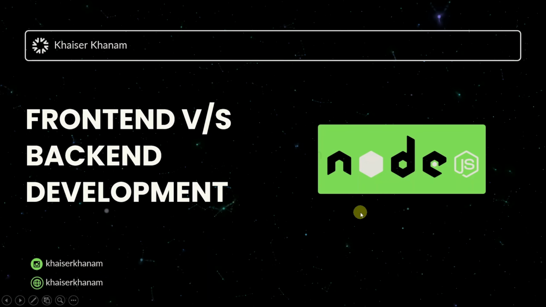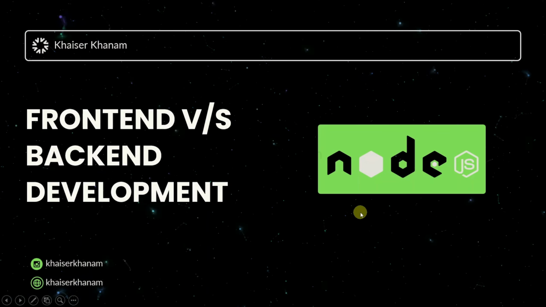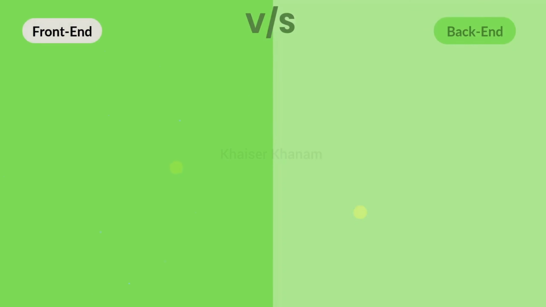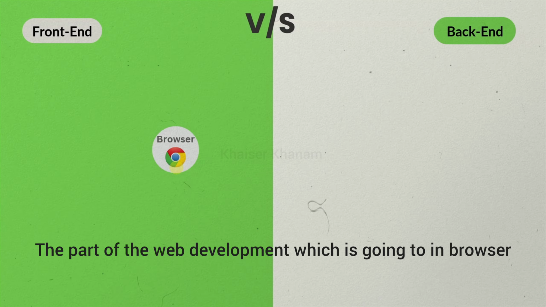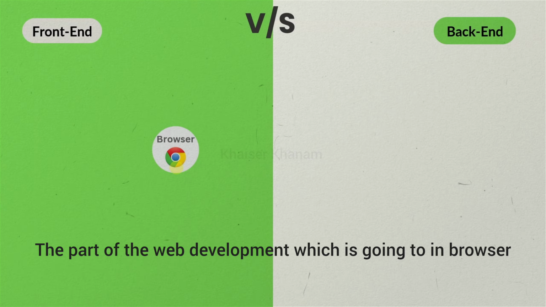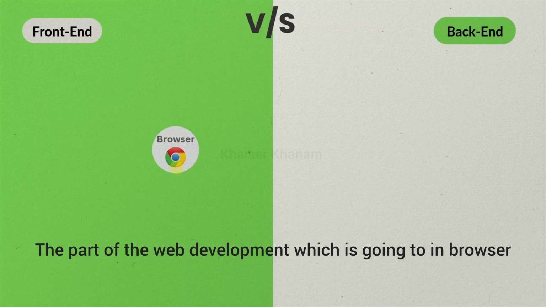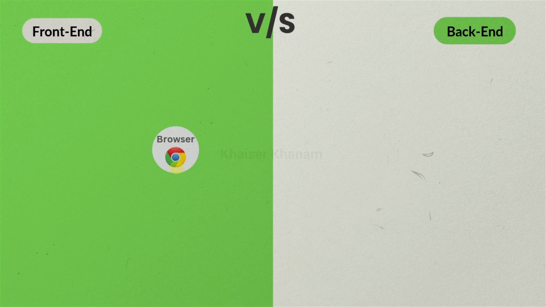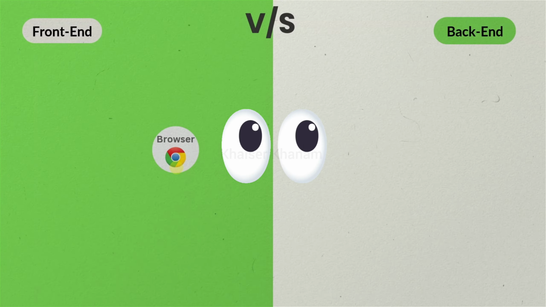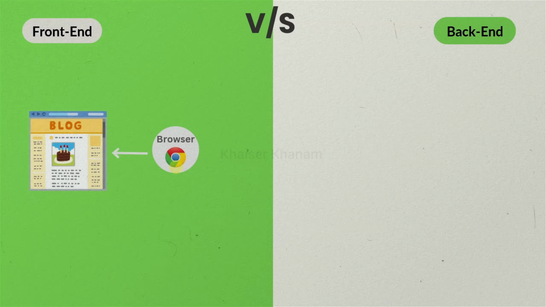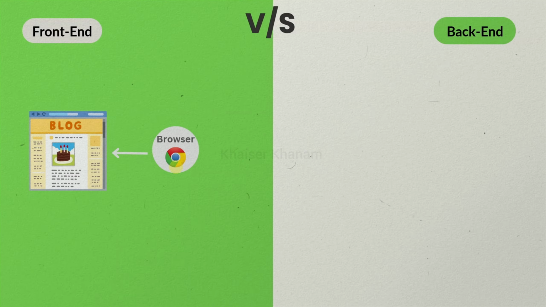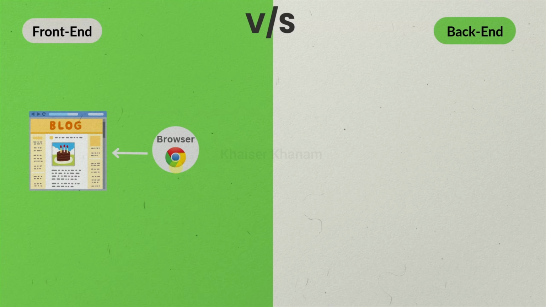Let us now understand front-end versus back-end development. Coming to front-end, the part of the web development that is going to happen inside the web browser. And this is what the user is going to interact with and sees directly through the naked eyes. And the purpose of this front-end is designing and building the visible part of the website or web applications.